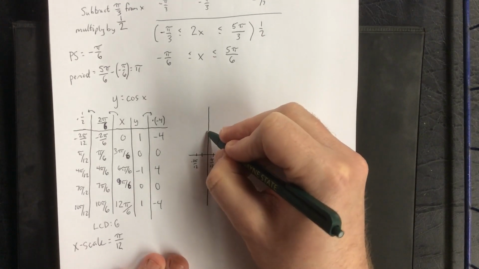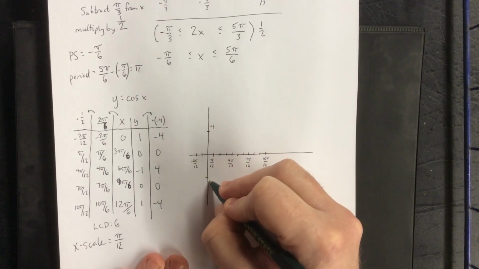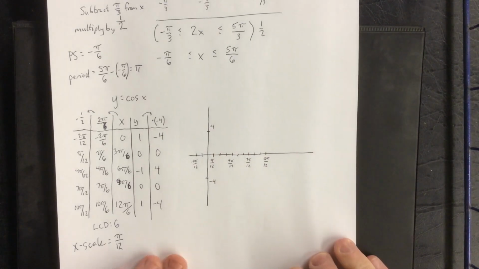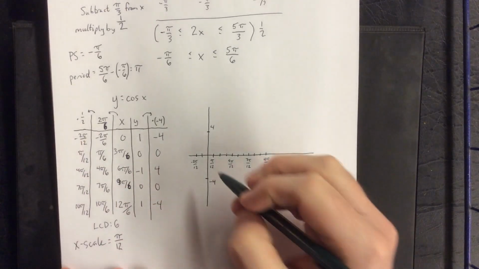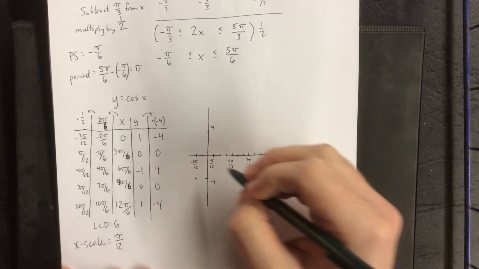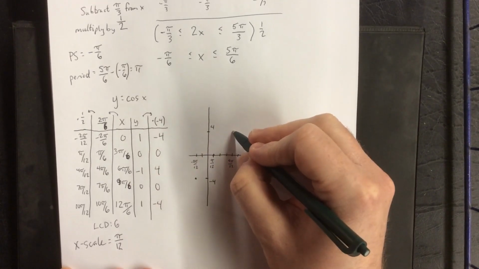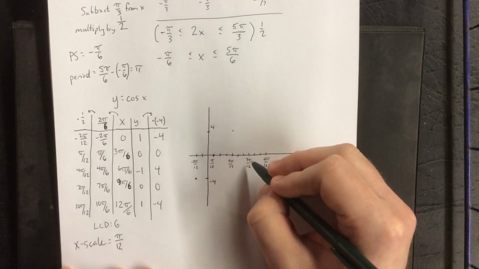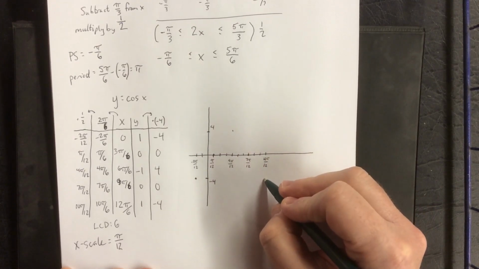We'll indicate a positive 4 up here, a -4, equal distance on the opposite side, and we're going to start plotting these transformed points. So negative 2 pi over 12, comma -4, will be right about here. Pi over 12, 0. 4 pi over 12, 4. 7 pi over 12, 0. And 10 pi over 12.